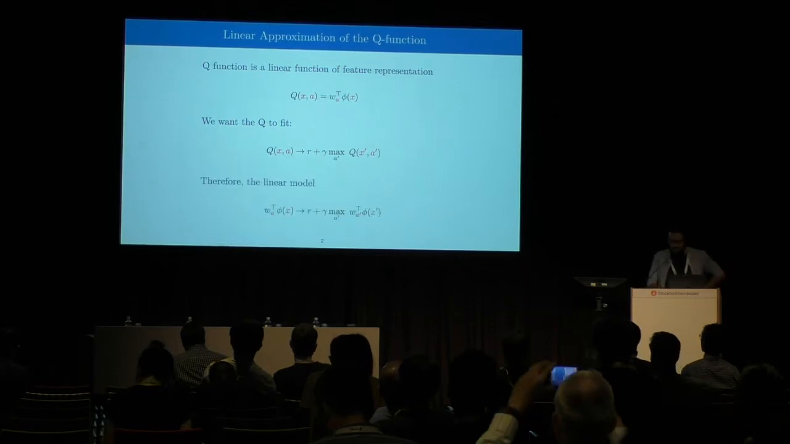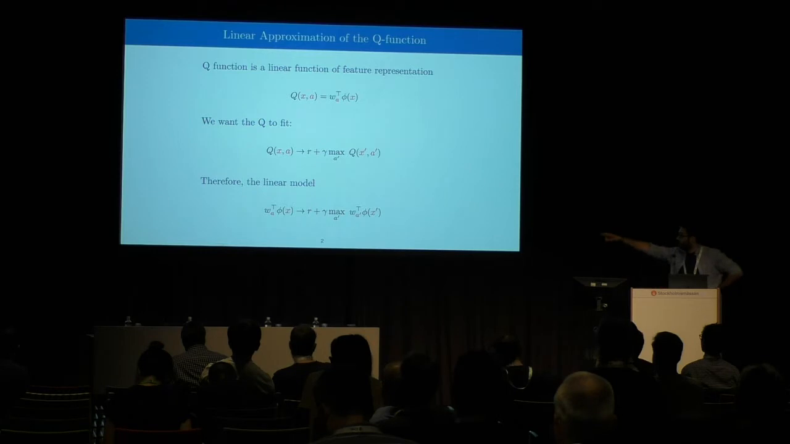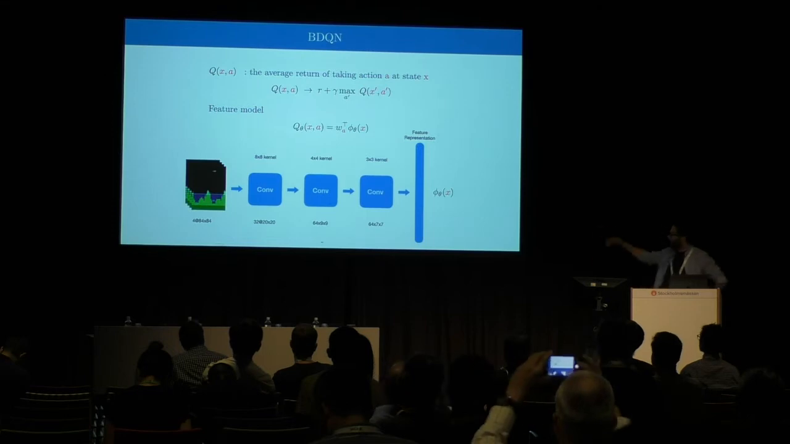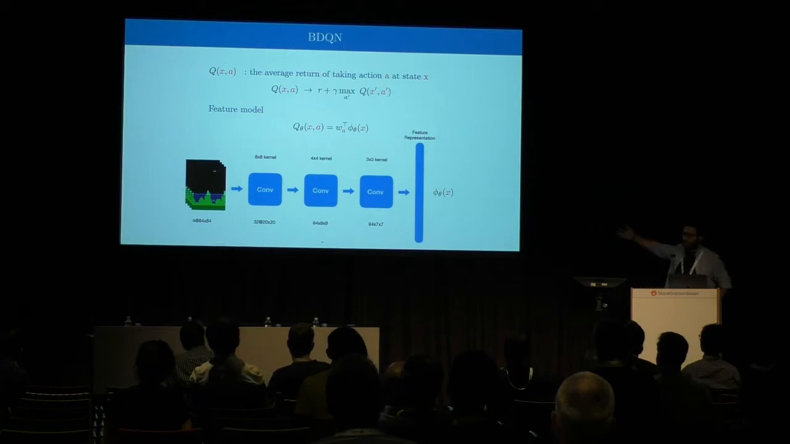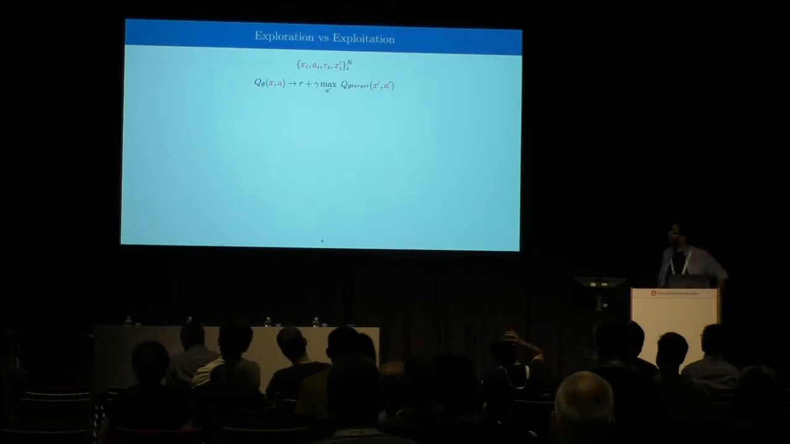Since I'm using a linear approximation, I'm going to fit that linear model to this target value. I get the feature representation using a neural network. This is exactly the same network people use in DQN, except I removed the last layer to get my feature. So my feature is the output of the DQN network without the last layer.